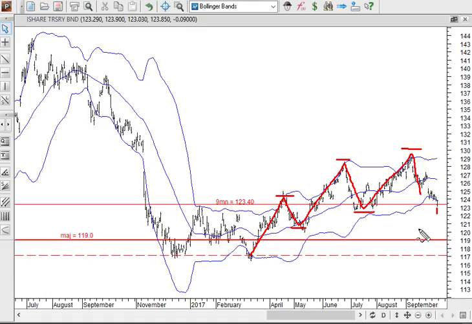This would be a good level, obvious support for TLT to start picking up again if it's going to maintain this pattern of uptrend. Price back below 123.40 at this point would put the chart in a weaker position and suggest a test of the major down here at 119.